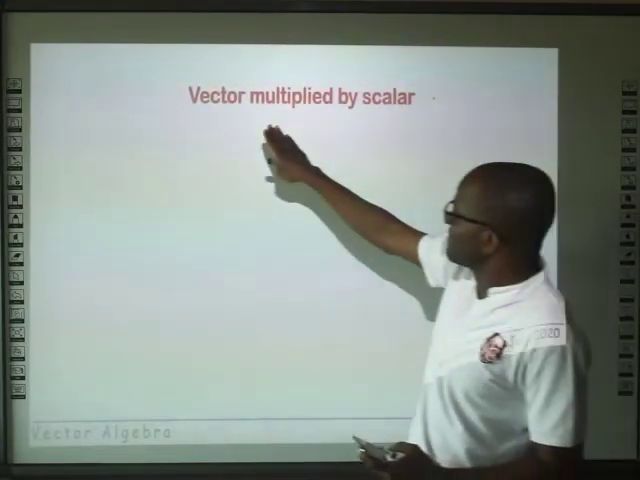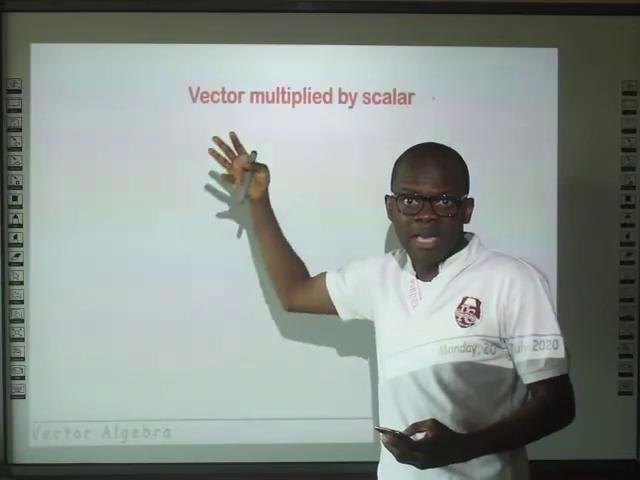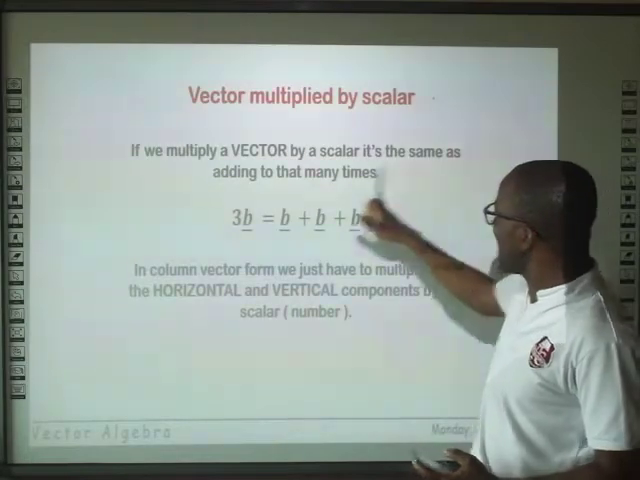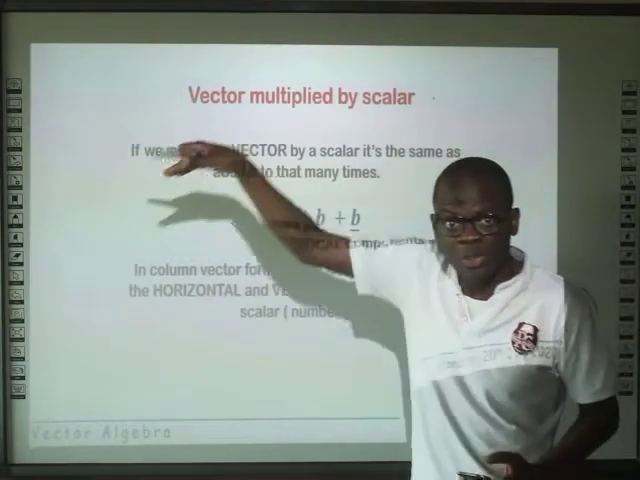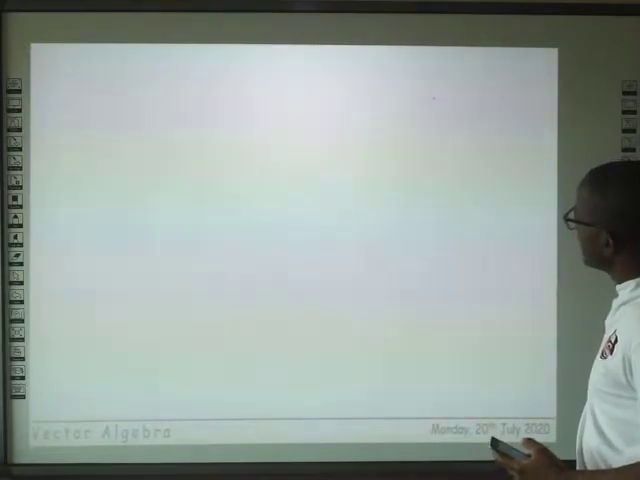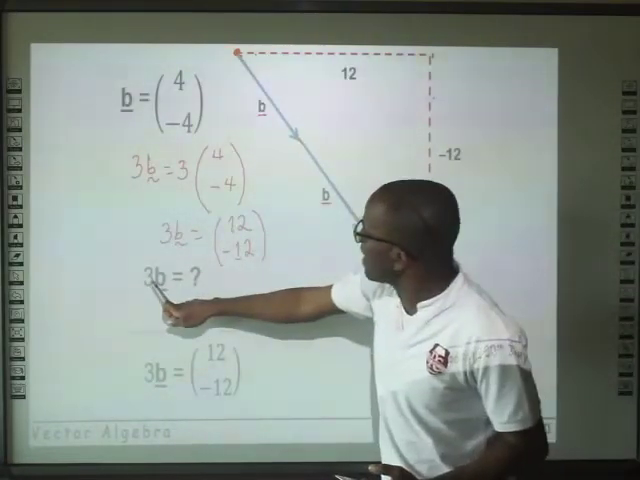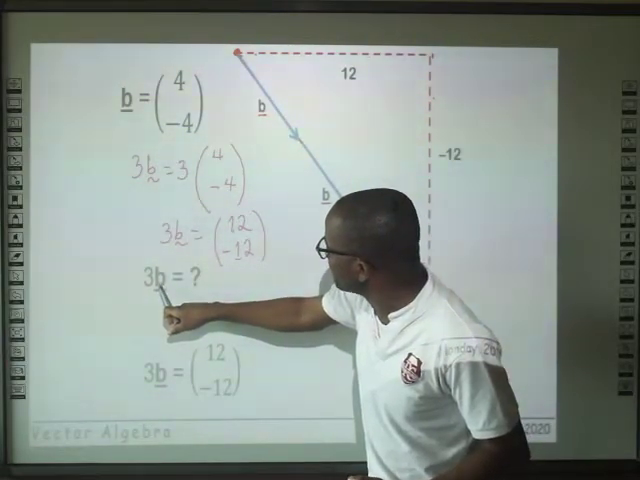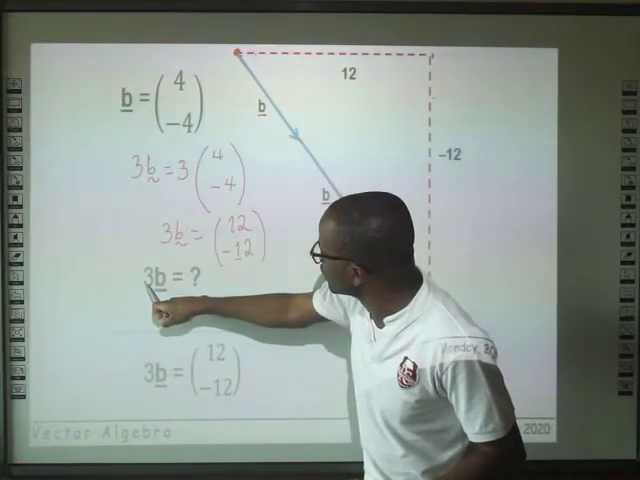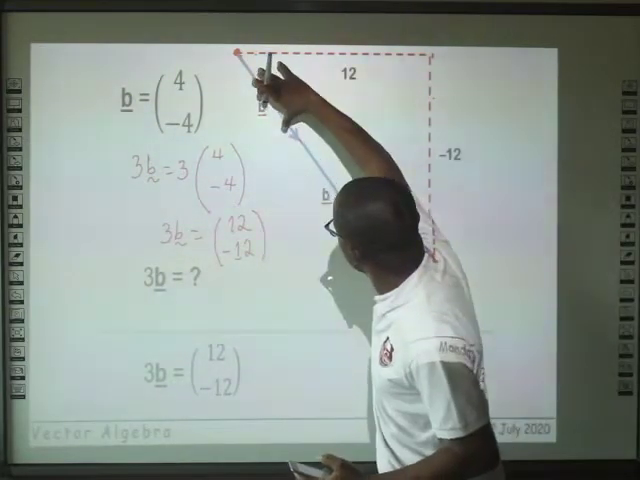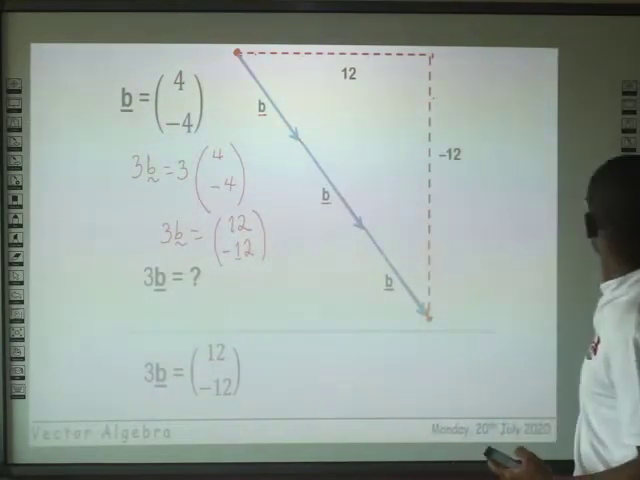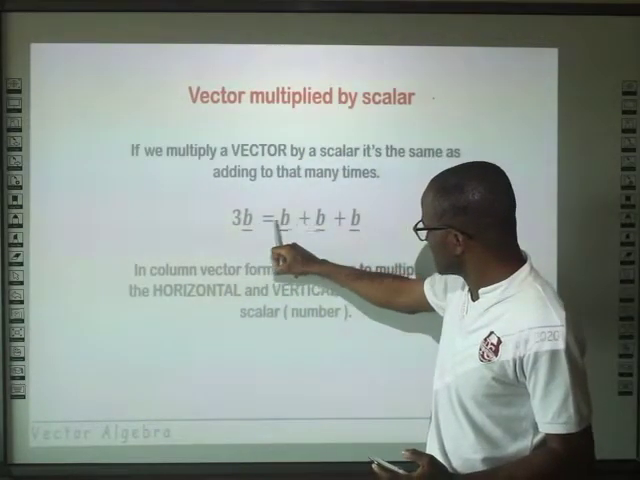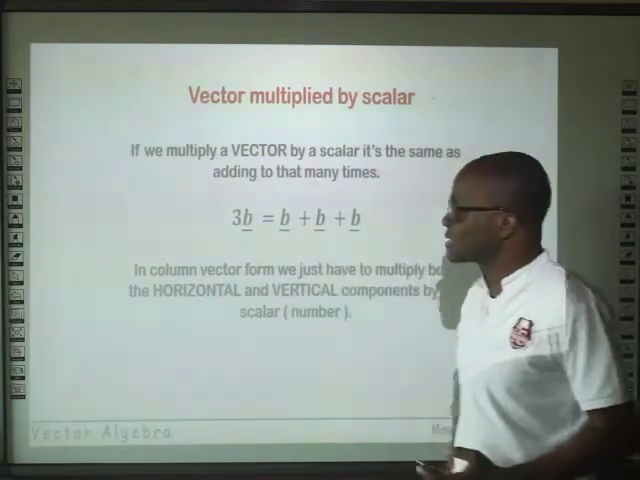Now, when you multiply a vector by a scalar, and by scalar I mean just a number, it's the same as adding that vector to itself that many times, which is what we saw in the previous slide. Let me go back very quickly. When you multiply a vector by a scalar, you're simply repeating that vector by the number of times you've got to the right. So here, you're repeating that vector 3 times. So 3B is the same as B plus B plus B.